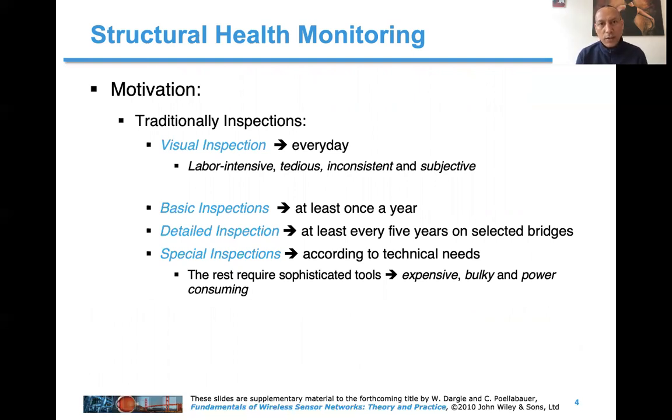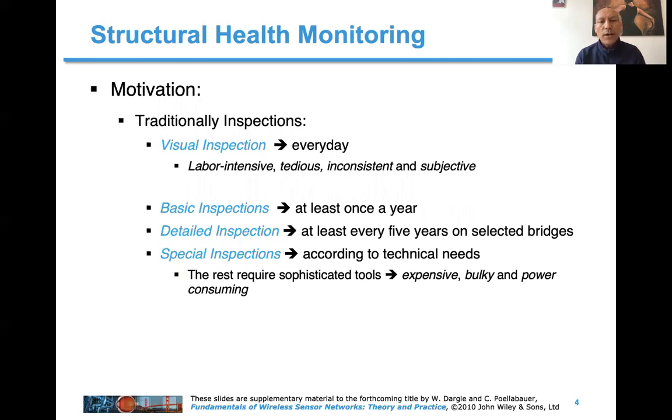The municipality or the company responsible for the inspection should send people on a regular basis, probably once a day, to see if the big components of the structure are working properly and there is no visible damage to the structure. Of course, this type of inspection is labor intensive because you have to send people to the structure, and people are quite subjective. Their perception or assessment is often inconsistent, and it's also tedious.